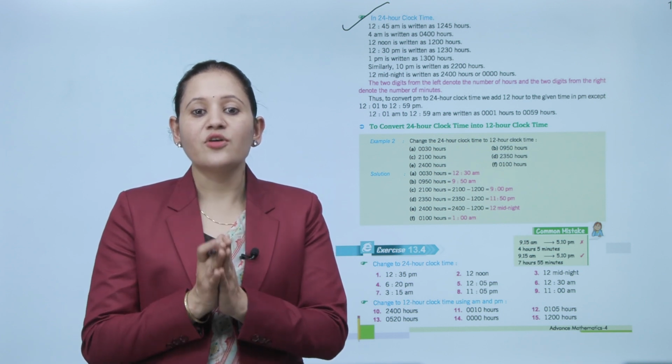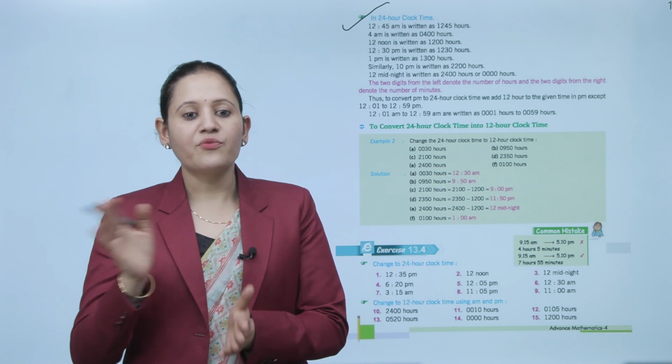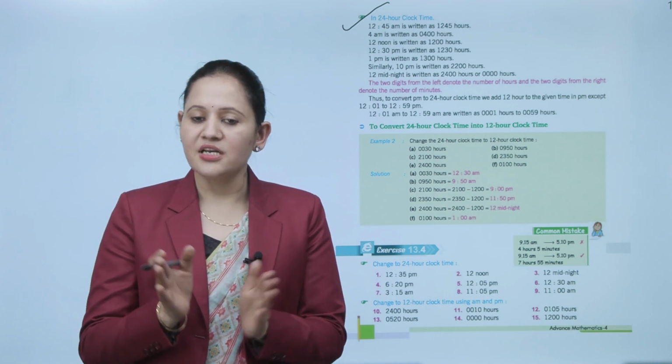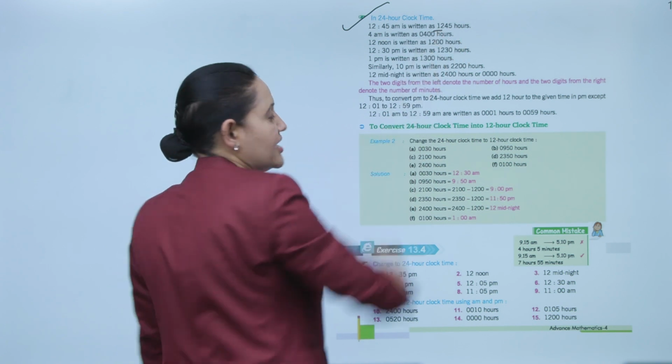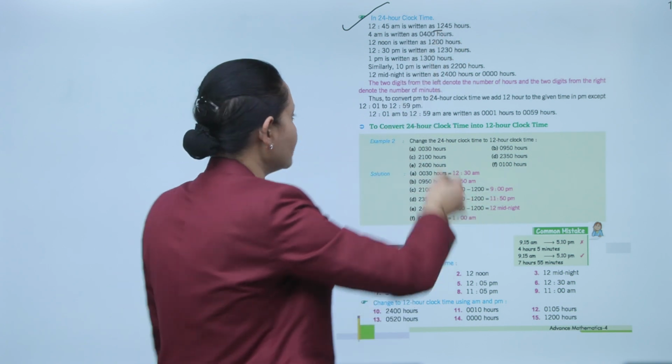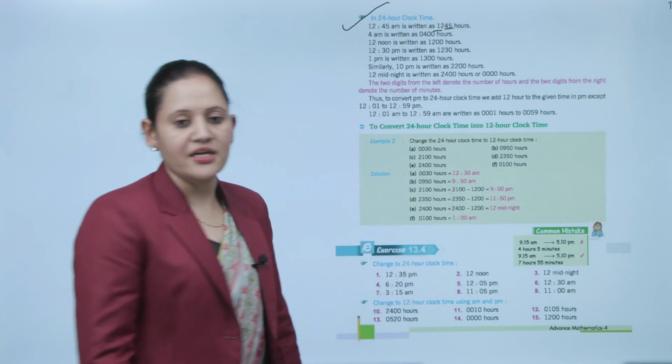The two digits from the left denote the number of hours, and the two digits from the right denote the number of minutes. Jo left mein two digit like here, that show number of hours, and the right two digit that show number of minutes.